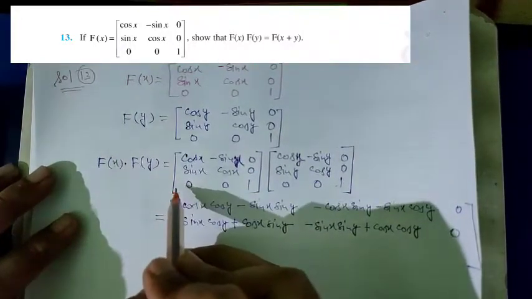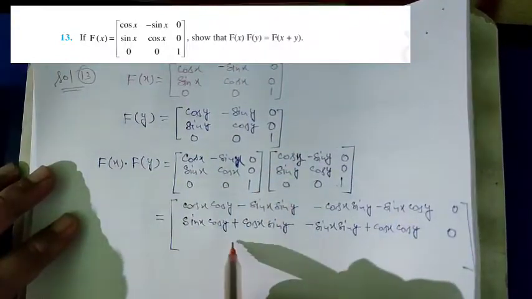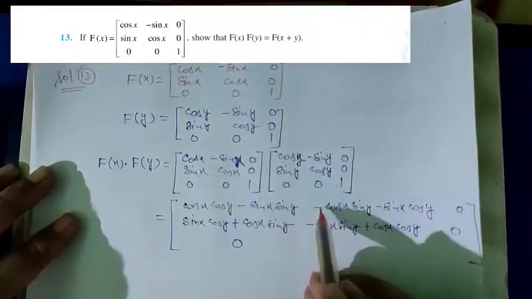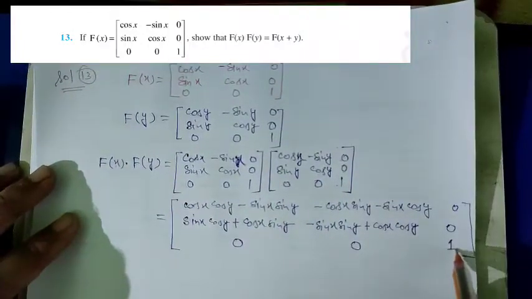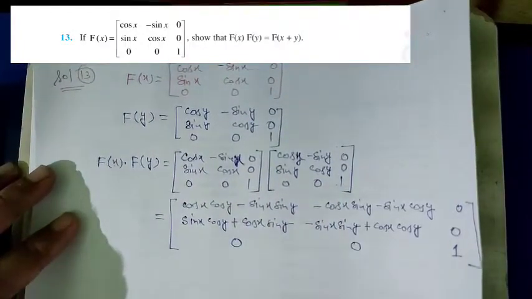Now we'll get this multiply this 0, this multiply this again 0, this multiply this 1. So we have got all the entries.